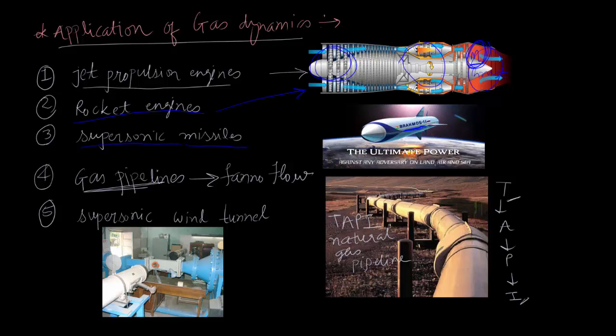Another application is supersonic wind tunnel. So this is a supersonic wind tunnel. This is in one of the IITs. This one is particularly in IIT Bombay. And these supersonic wind tunnels are for research purposes.